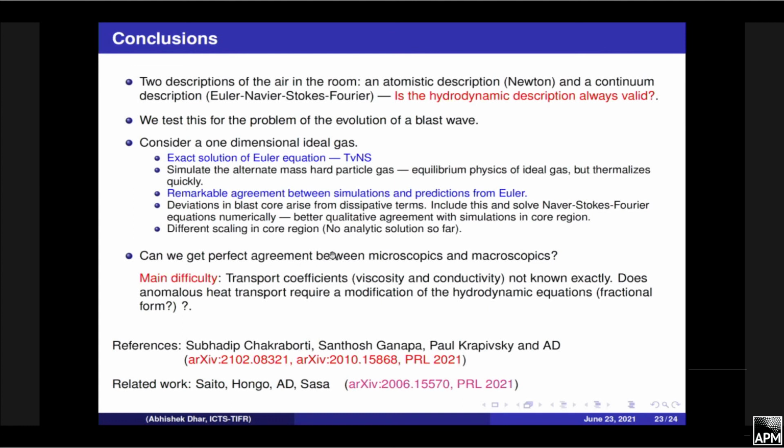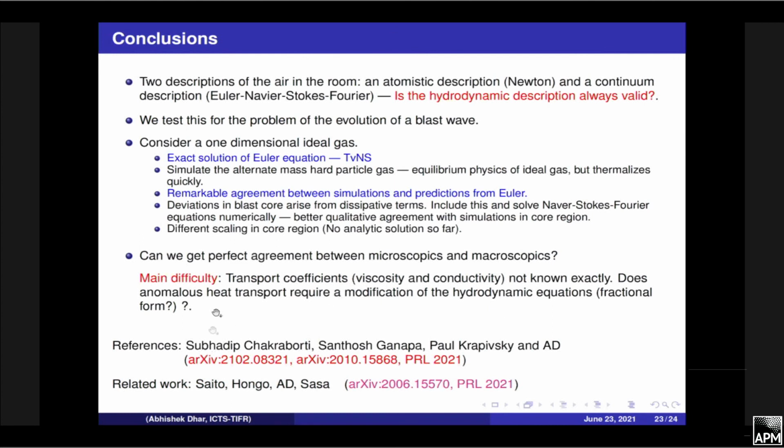We still don't have complete agreement between microscopics and macroscopics. And one of the main difficulties is that the transport coefficients in one dimension for this system are not known so accurately. Of course, this is a question: does anomalous heat transport in some sense require some modification of the hydrodynamic equations?